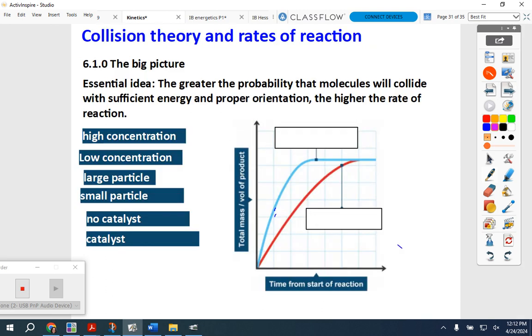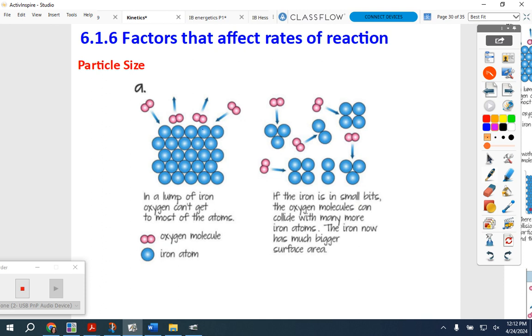Okay, so we have temperature, concentration or pressure, particle size, and then of course we talked earlier about a catalyst having an effect by lowering the activation energy. So those are the four main things that can affect the rate of the reaction.